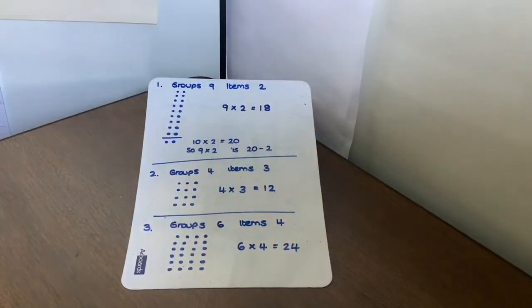Okay, let's go through the work from yesterday. Let's go through the dot paper questions. Hopefully you found them okay. So let's see. The first question, there are 9 pairs of socks in the washing basket. So the first thing you need to know is a pair is 2.